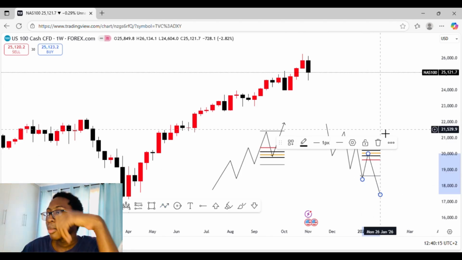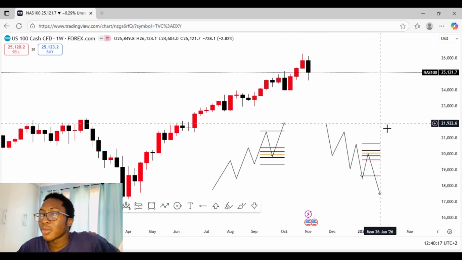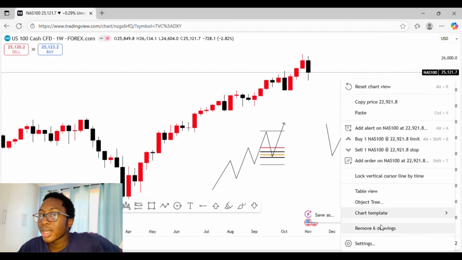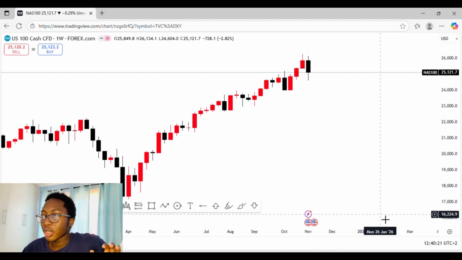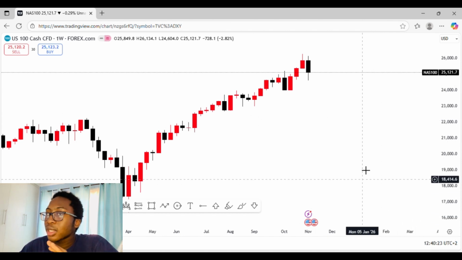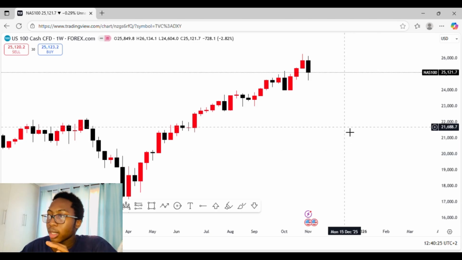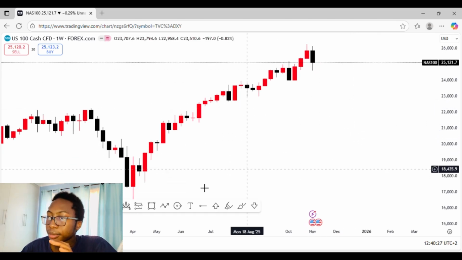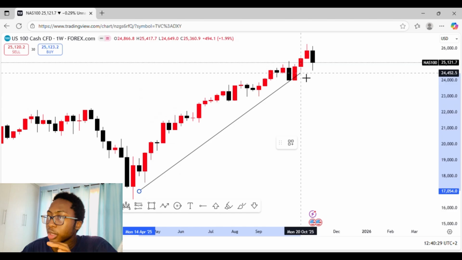Most people are using the golden zone very wrong. But then it's fine. It's okay. So let's break down NASDAQ. As you can see, the NASDAQ has been bullish.